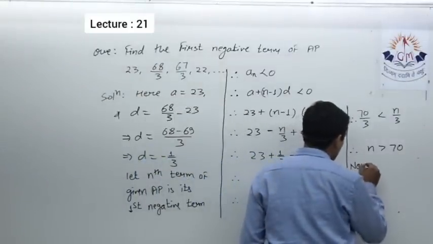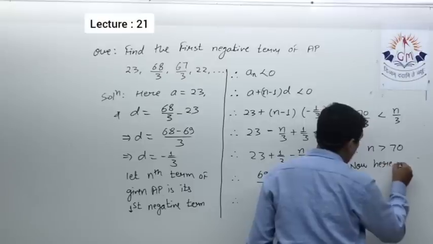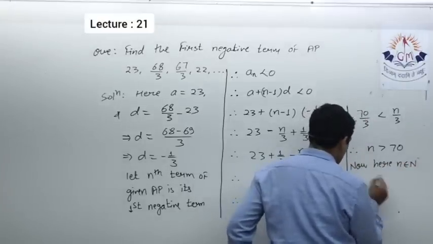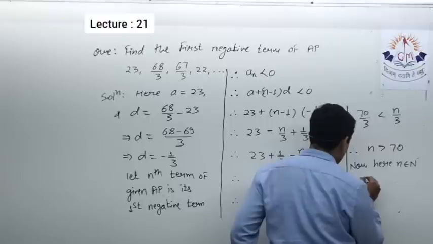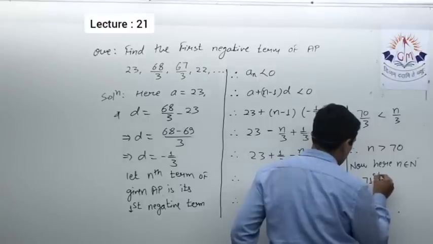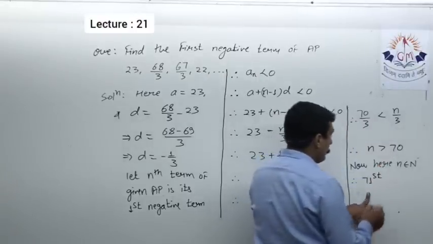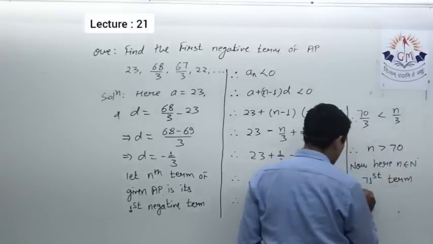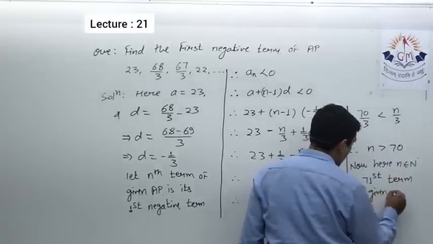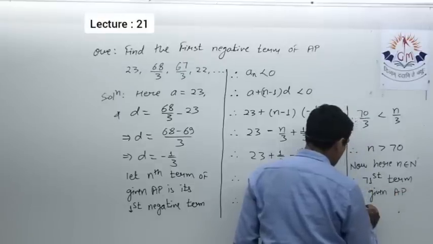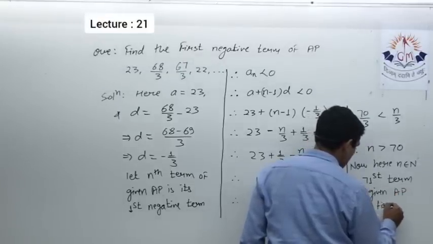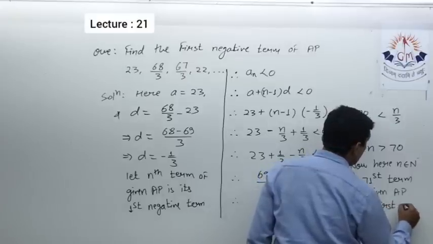Now here n belongs to capital N, therefore the term just greater than 70 is the 71st. So the 71st term of the given AP is its first negative term.